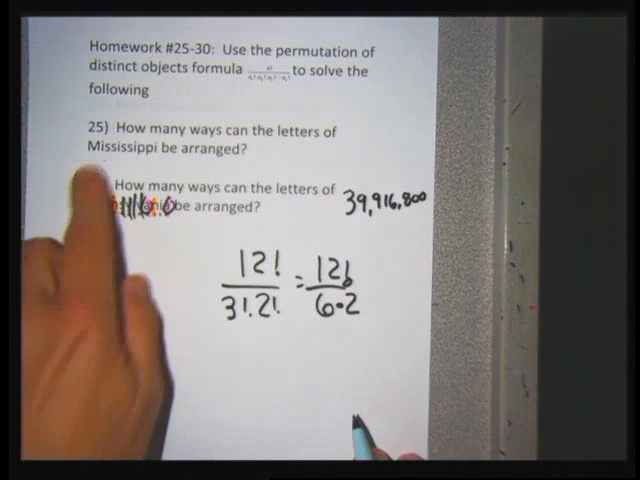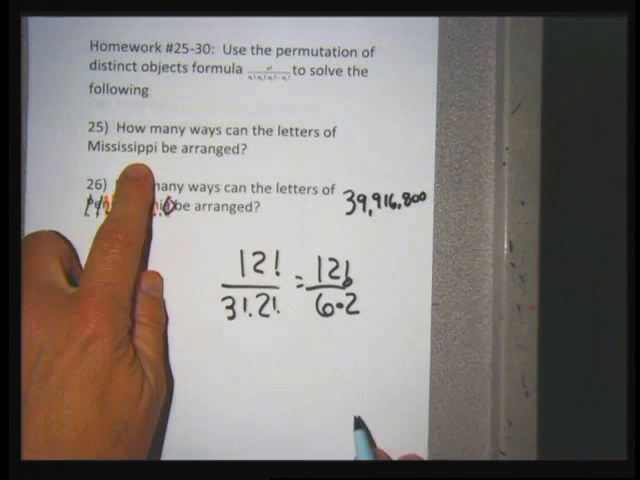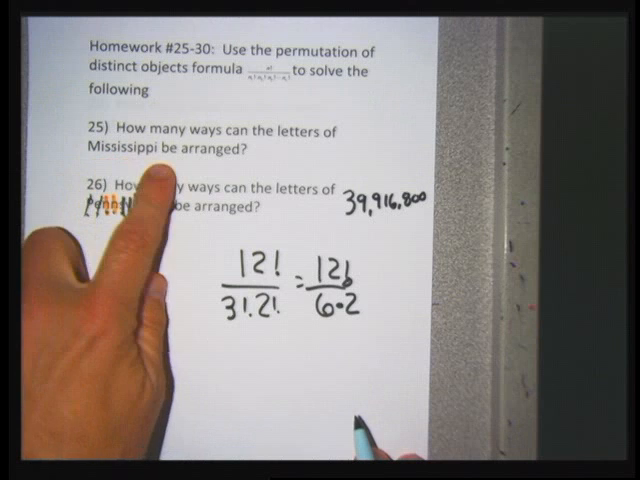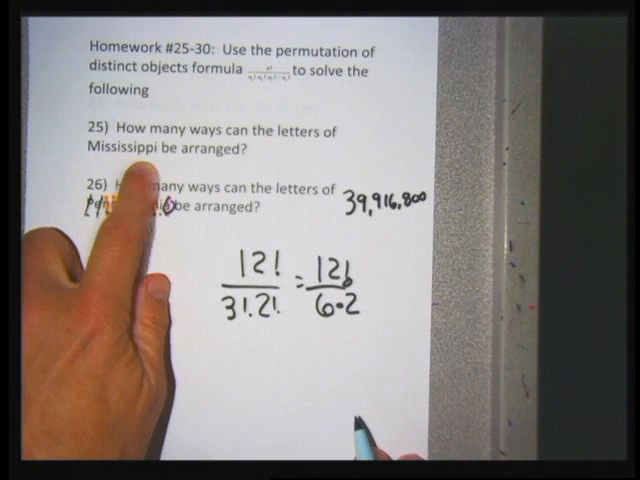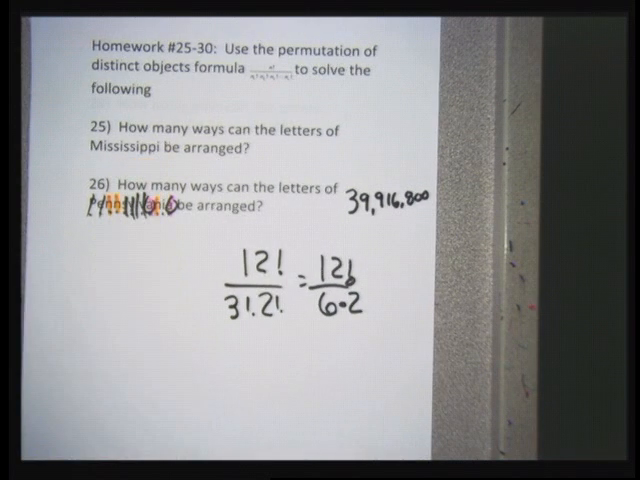For your Mississippi, you could have an 11 factorial divided by 4 factorial for the 4 I's, 4 factorial for the 4 S's, and 2 factorial for the 2 P's.